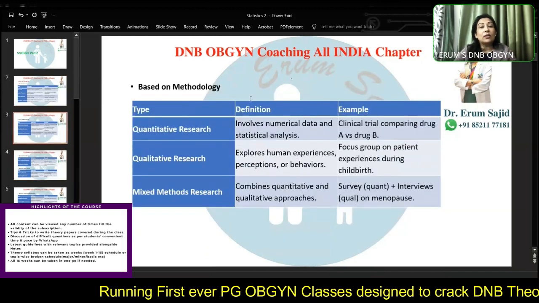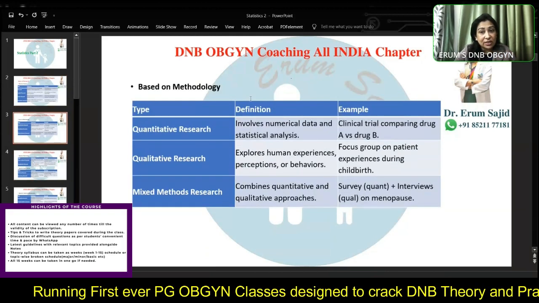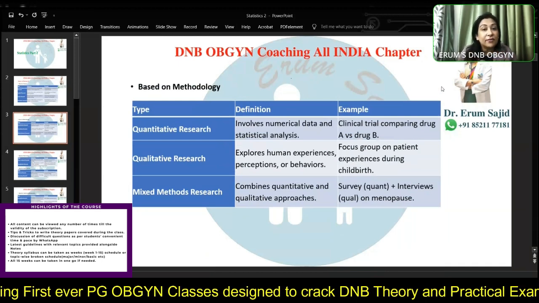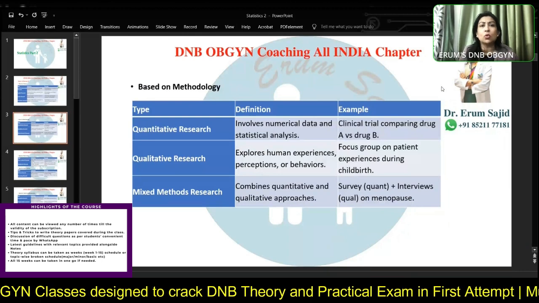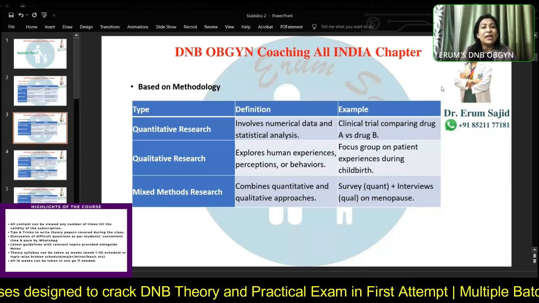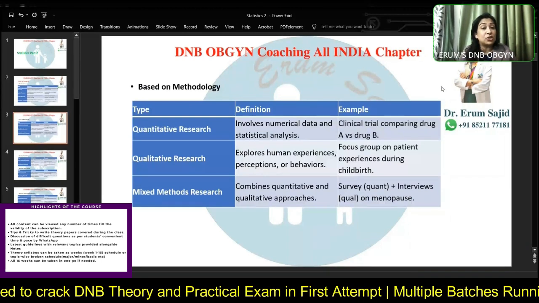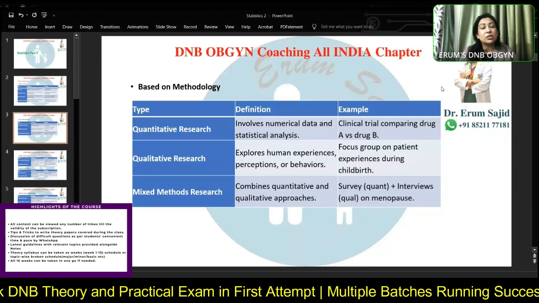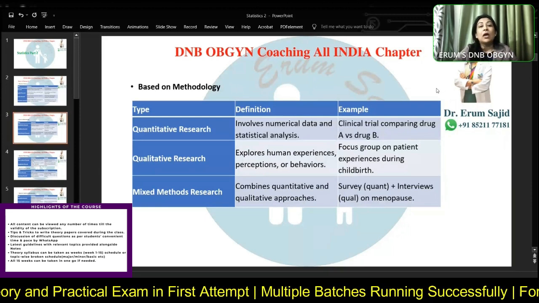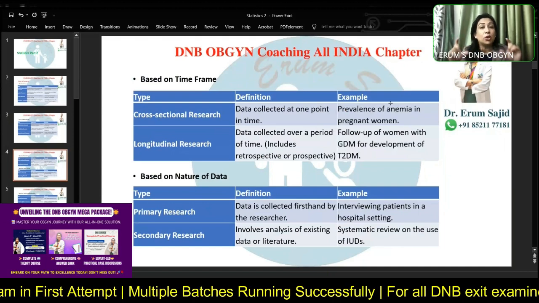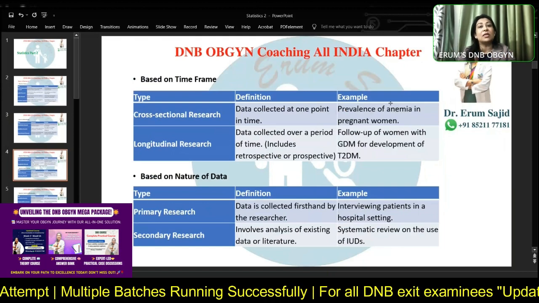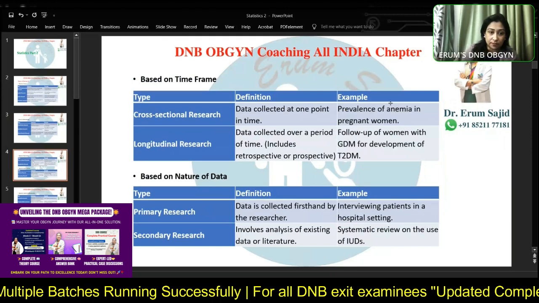Then based on the methodology. Methodology means whether it is quantitative research, where you have numerical data. When it's qualitative research, there is no numerical data. It's based on your feelings or experiences or perceptions. And then there's mixed research. It's got both, right? Then based on time frame, like I just told you, whether it's a snapshot, a cross-sectional study, or a longitudinal research, that means prospective or retrospective, both.